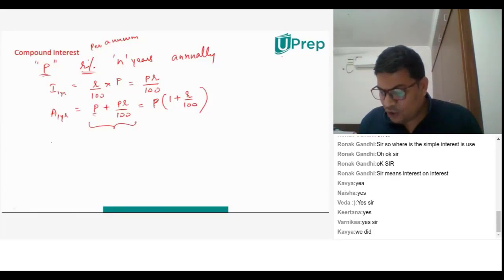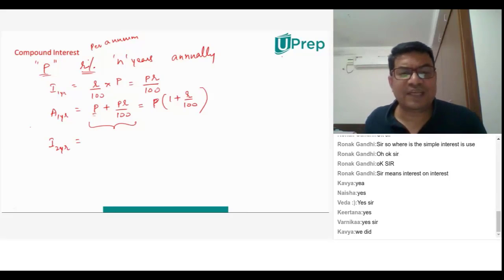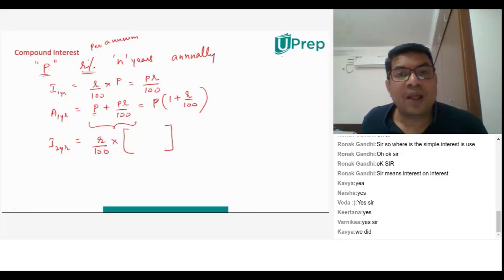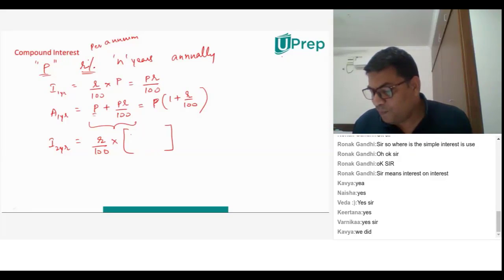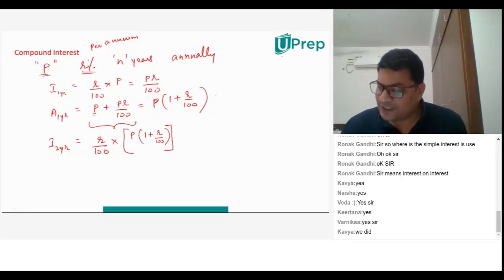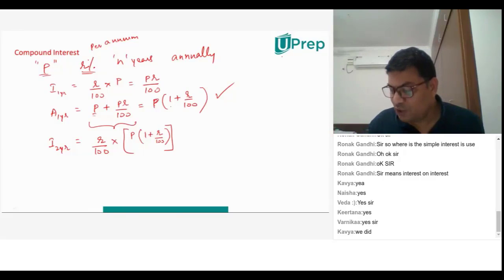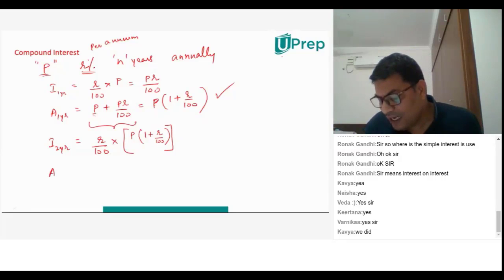Now tell me, what is the interest in case of compound interest in the second year? How will you calculate the interest of the second year? It will be calculated on R% of what? It will be R% of P into 1 plus R by 100, because this is the principal at the end of 1 year. To calculate the interest of the second year in compound interest, this will become the principal. So you'll calculate R by 100 times P into 1 plus R by 100. Now tell me, what will be the amount at the end of 2 years?